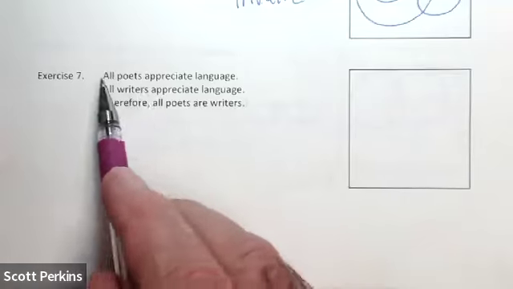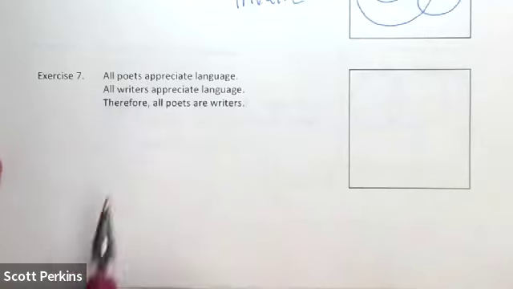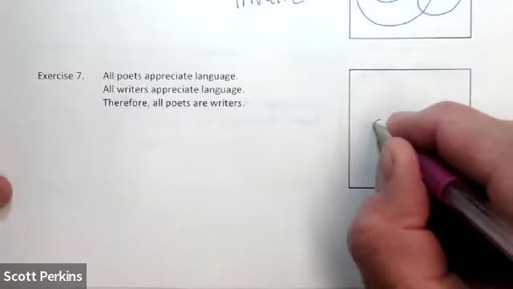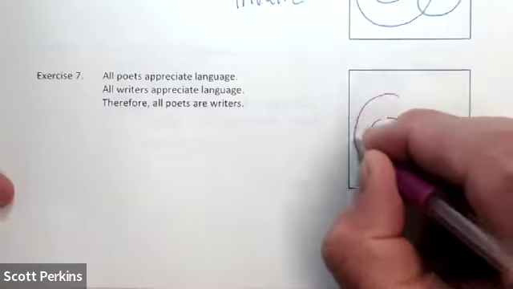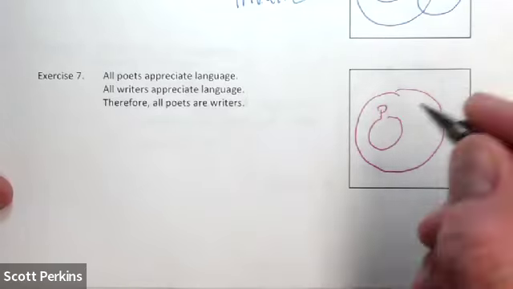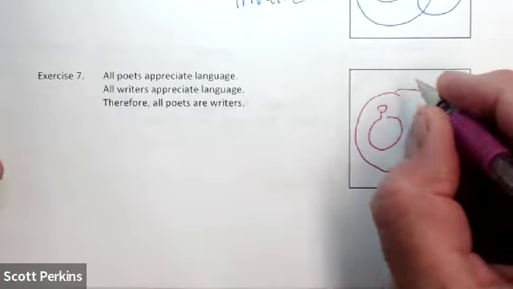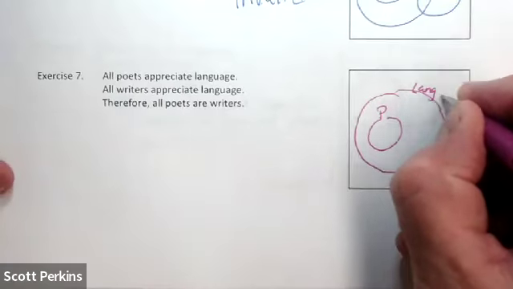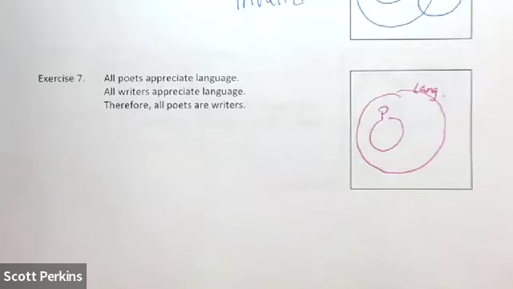All right, so the first statement is an all statement. All poets appreciate language. So I've got a smaller circle inside my larger circle. So this is my poets, the smaller one, and those who appreciate language. So I'm just going to put language right here. So all poets are people who appreciate language. Okay, so far, so good.